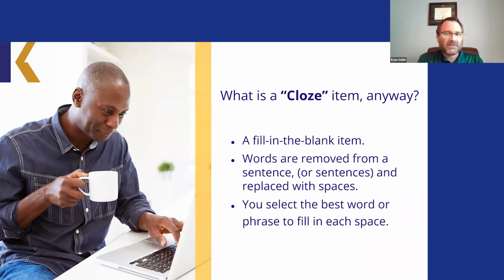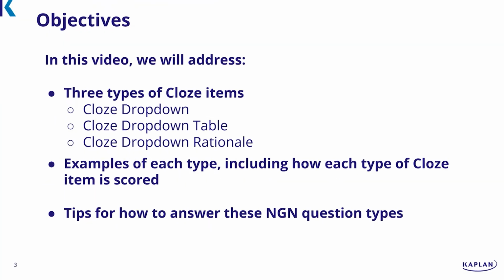There will be a sentence or several sentences that will have a blank, and you will choose from a drop-down list or pull words from a list to fill in the blank. You will choose the best word or phrase to fill each space. Let's review our objectives. During this video, we will look at examples and discuss 3 types of cloze questions, including how each type of cloze item is scored.